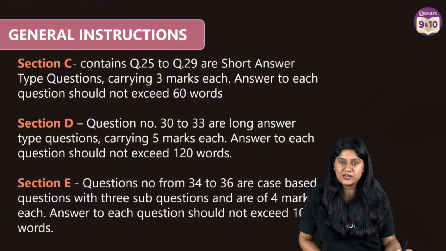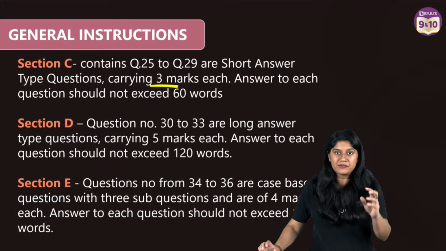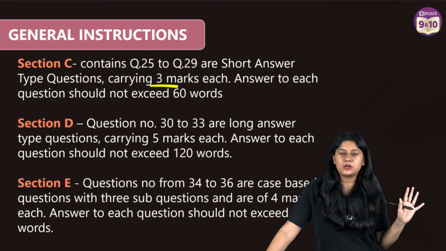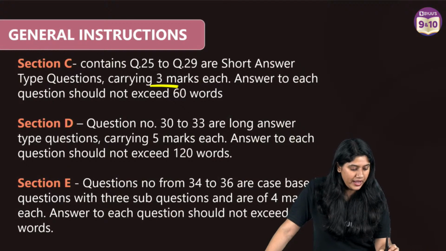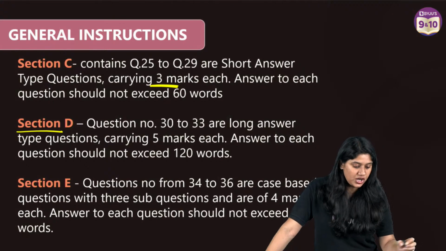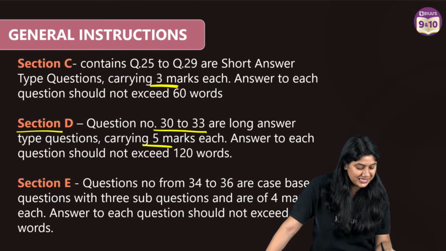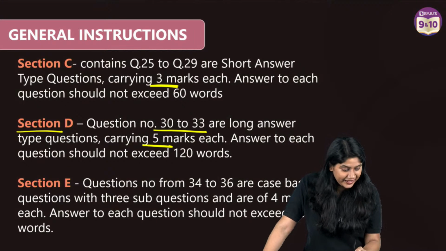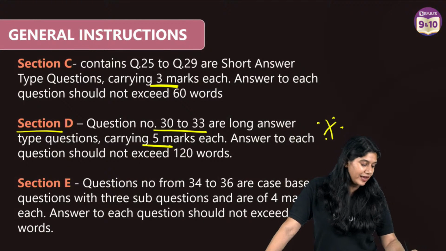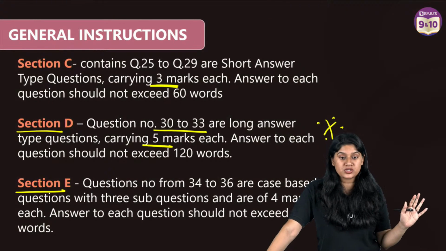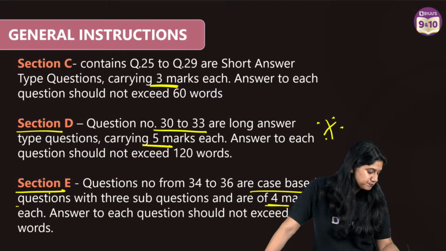Then we have section C, which has 3 marks questions, and in these we usually get the application based or competency based questions more. Then we have section D, which has 4 major important questions for 5 marks each. This is very, very important, and I think section D is the most scoring section per se. Then we have section E, where we have the case-based study questions. These are for 4 marks.